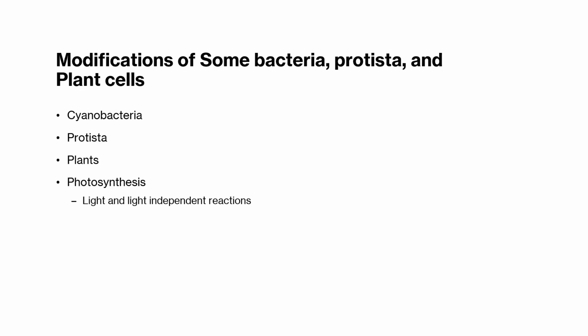Now, there are some modifications to some bacteria, some protista, and some plant cells. For instance, one of the modifications allows them to do photosynthesis, where photo means light and synthesis means making. It's a process of making sugars by taking light energy and binding carbon dioxide. There are some bacteria, called cyanobacteria, which can do this. There are some protists that have chlorophylls, which can do that. We have plants that can do that.